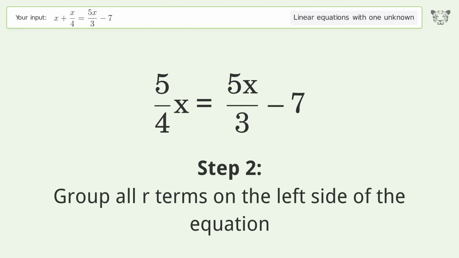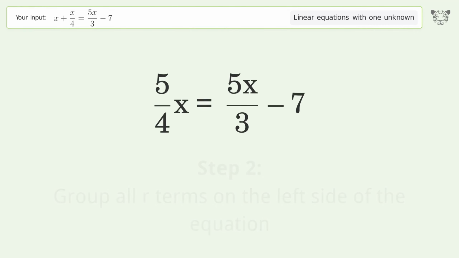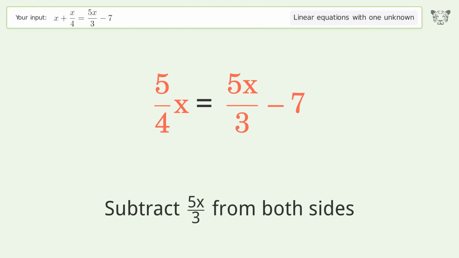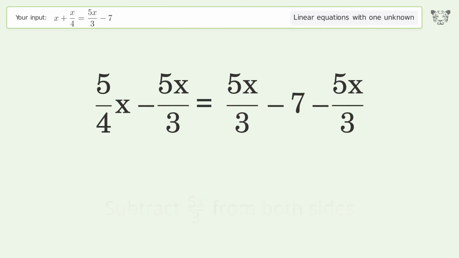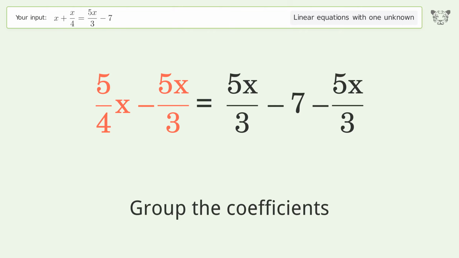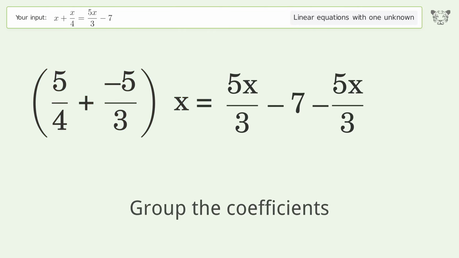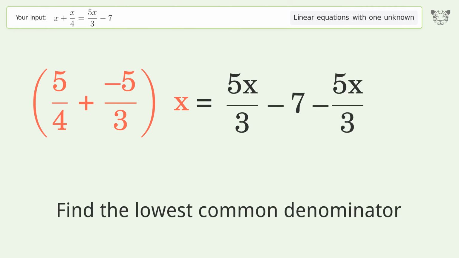Group all x terms on the left side of the equation. Subtract 5x/3 from both sides. Group the coefficients. Find the lowest common denominator.